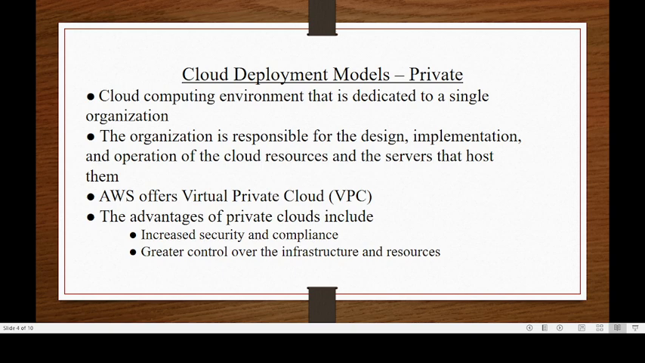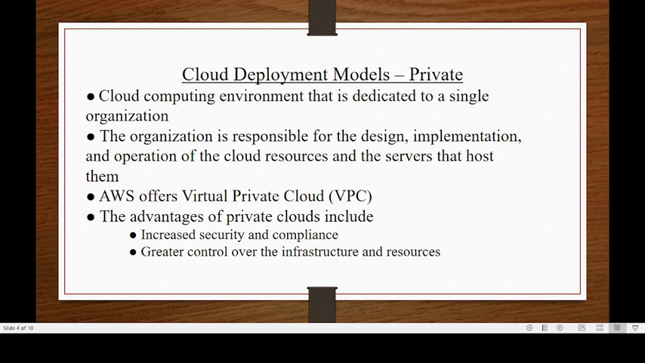Cloud computing environment that is dedicated to a single organization, that the infrastructure, resources and data are all exclusively used by that organization. The organization is responsible for the design, implementation and operation of the cloud resources and the servers that host them. AWS also offers Virtual Private Cloud (VPC) for users who want the scalability of the cloud while maintaining a private isolated environment.